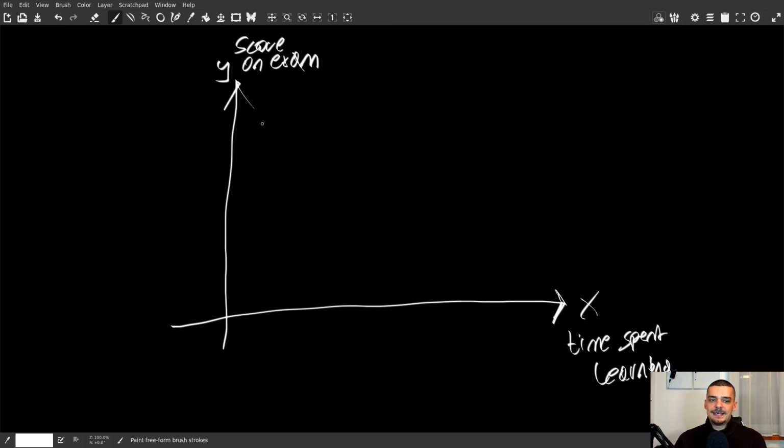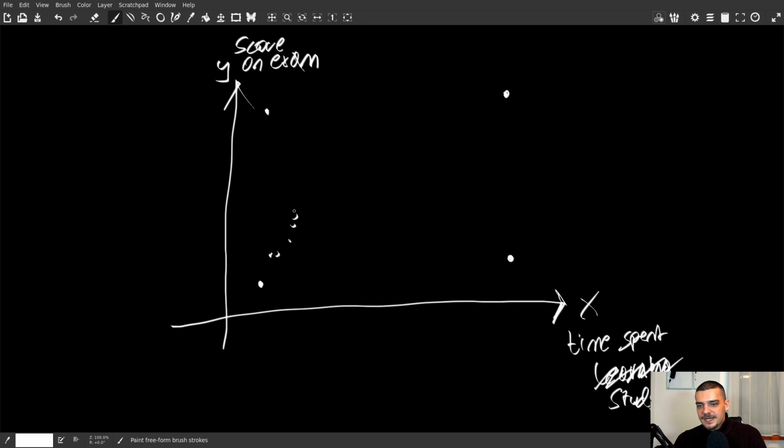So we have the information: a student can study a certain amount of time, learn a certain amount of time. Maybe I should say studying, that's the proper word. Time spent studying. And then, of course, we have a score on the exam. Now, this is not a formula. Some people can study a lot and get a bad grade. Some people can study a lot and get a good grade. Some people can study very little and get a good grade. And some people can study very little and get a bad grade.